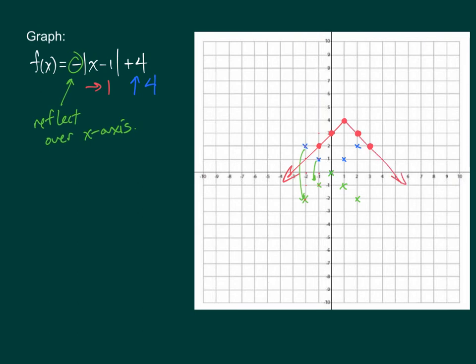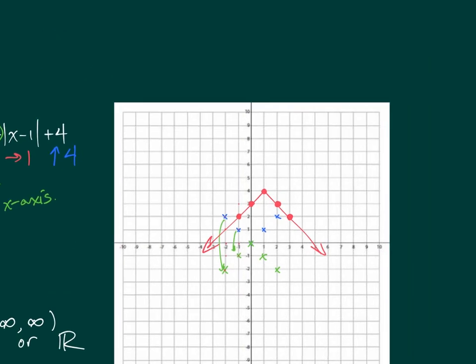The last thing we need to do is find the domain and range of this graph. And it's always easiest to find the domain and range of the graph rather than trying to just do it from an equation. This is not as helpful as seeing this. So I know already that the domain of an absolute value function is in fact all real numbers. So you can write negative infinity to infinity, or you can write the symbol for all real numbers, the double bar R.